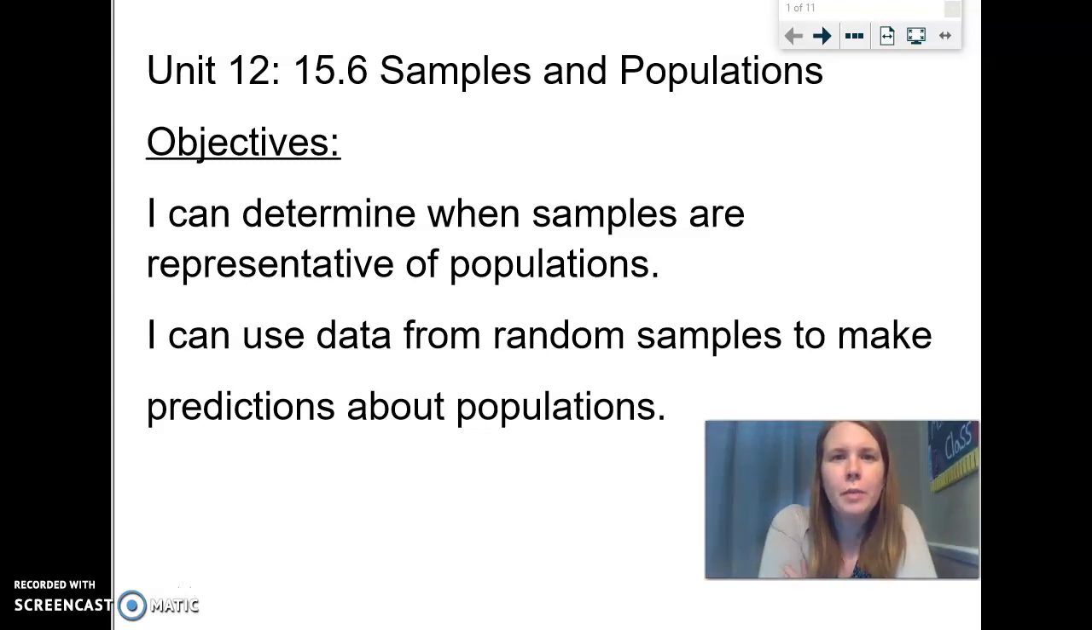We're going to be talking all about samples and populations within this lesson. So here are our objectives. It is: I can determine when samples are representative of populations, and I can use data from random samples to make predictions about populations.